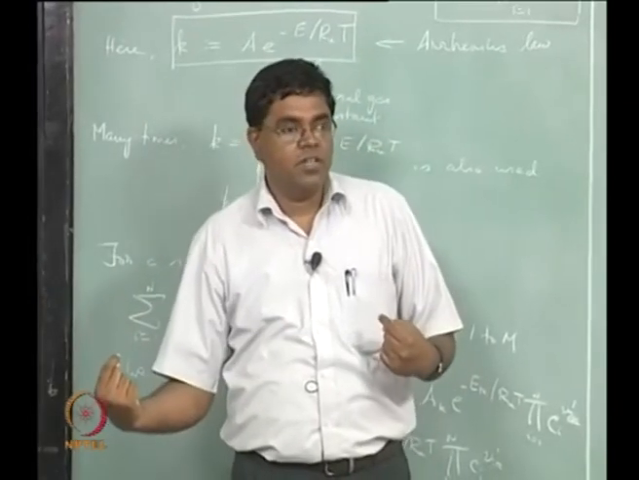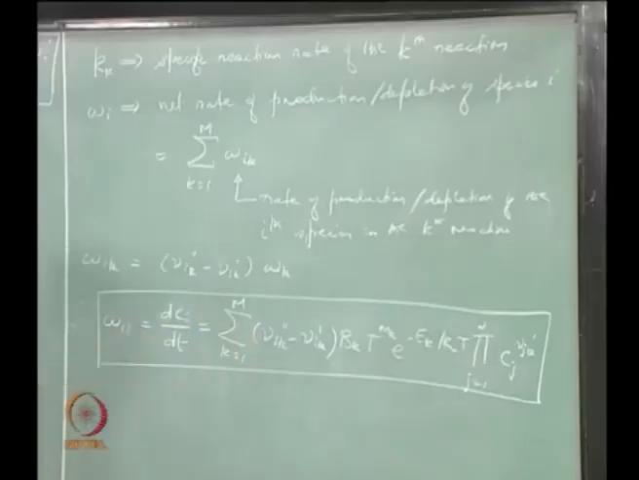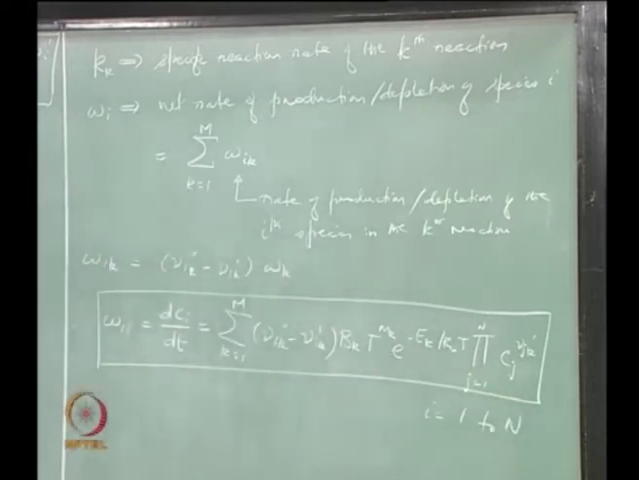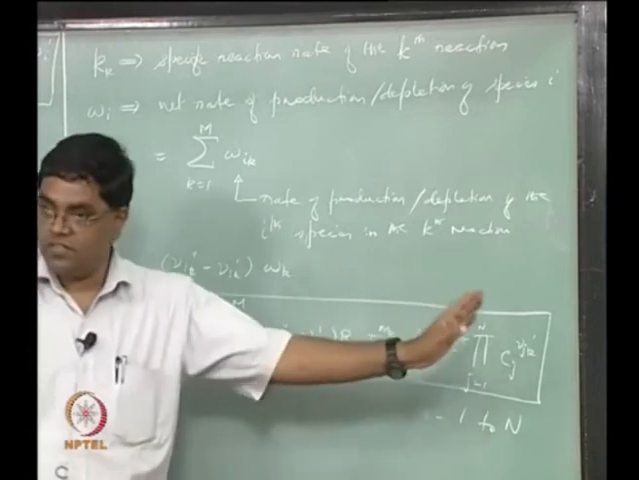This means that for this box you should be able to write i equals 1 to n. That means this is actually n equations, one for each species. So n equations for each species, and all these equations are a simultaneous set of equations. They are all coupled to each other because the rate of change of this is going to depend on all other concentrations. To find C_i, you now do a time integration of this.